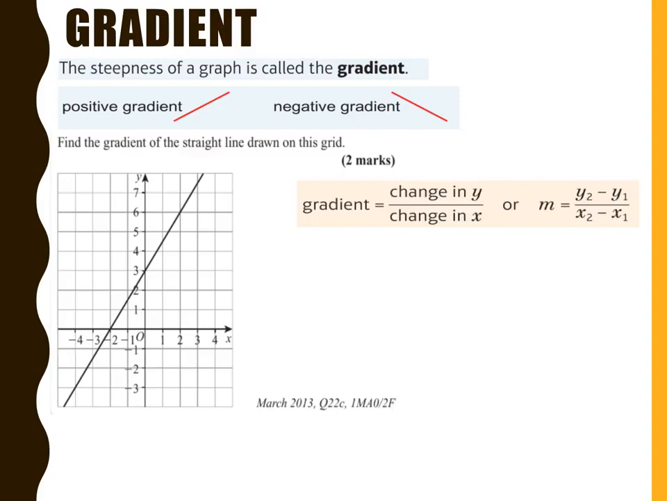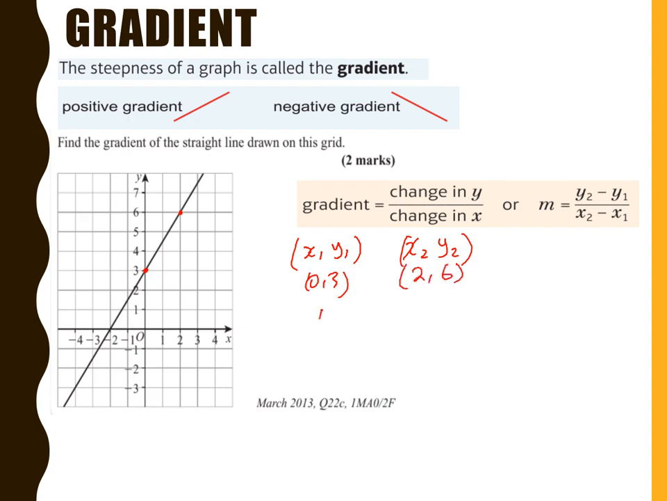There is one way, which is that you can choose 2 points on here. So I'll choose this and this. And then I will try and find, using this method, the gradient of this line. So if I go x1, y1, x2, y2, this will be 0, 3, and this would be 2, 6.